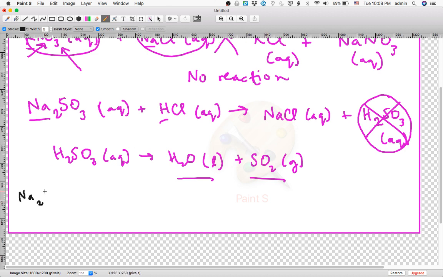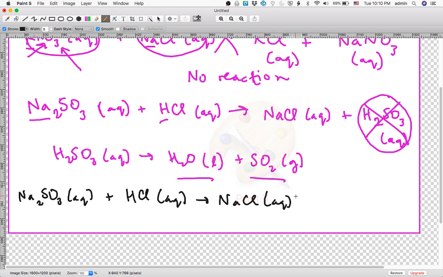It goes like this: sodium sulfite plus hydrochloric acid produces sodium chloride, and not a sulfurous acid, produces water and sulfur dioxide gas, right? So this is something that you need to memorize. Sulfurous acid, AQ, when it is formed as a product of a chemical reaction, it will immediately decompose to water and sulfur dioxide gas, right? So this is the correct chemical equation.